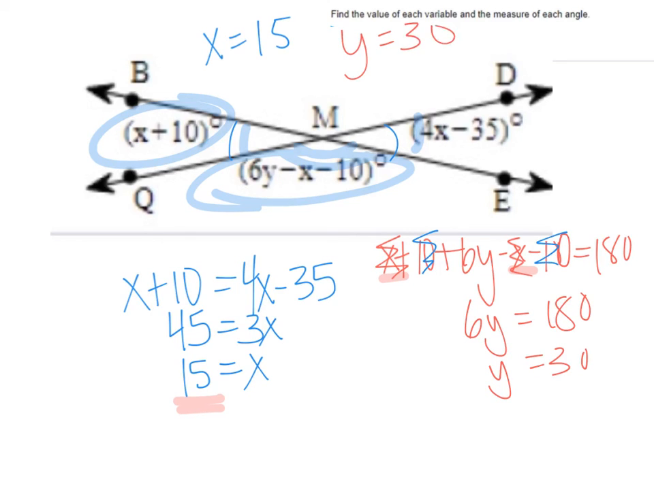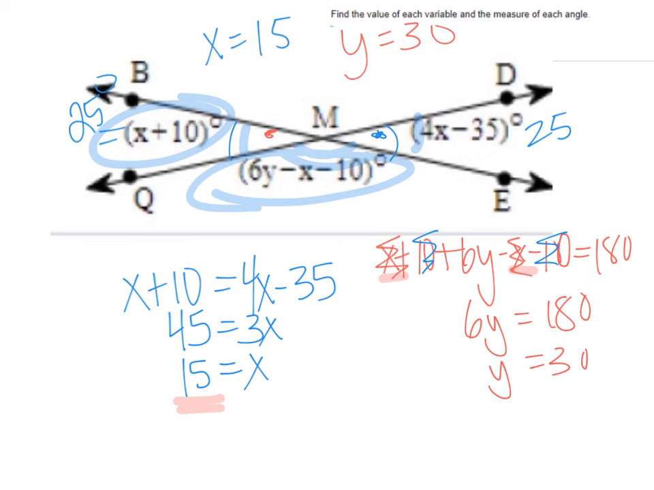And now to find the measure of each angle, I got to plug it back in. Do not do this on your own. Y'all, use your calculator. There is no reason to make silly mistakes here. So BMQ is this guy right here. So BMQ, this is going to be 15 plus 10. So that's going to be 25 degrees. This guy over here, DME, is also 25. Look at that. I didn't have to do any work because I already set them up that they were equal.